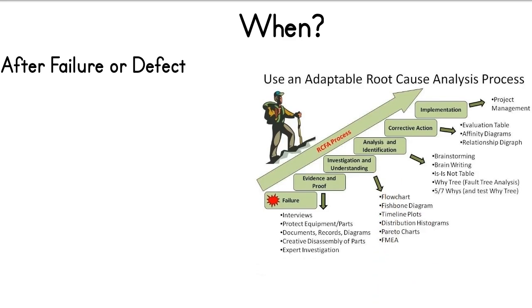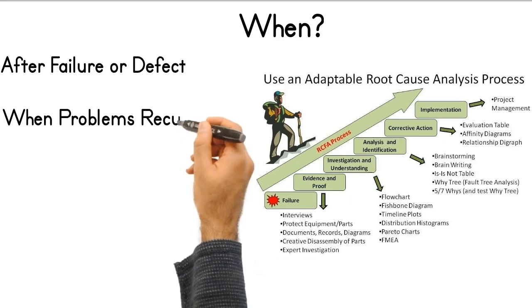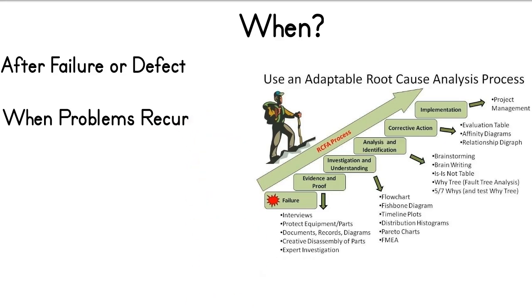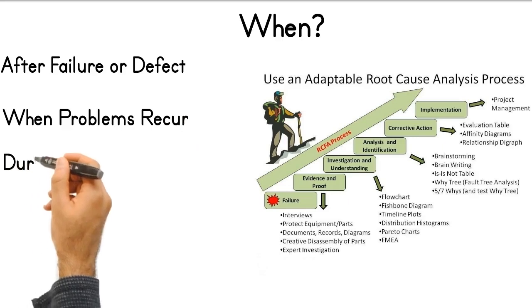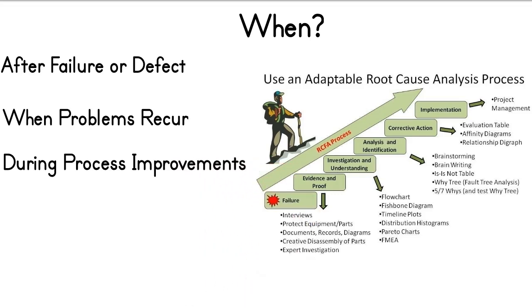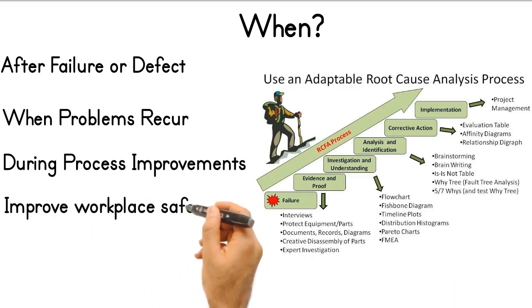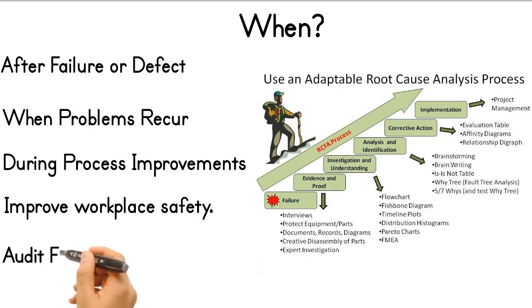RCA is often triggered after a failure in equipment, production, or a product defect that impacts quality, customer satisfaction, or operations. When problems recur. If issues keep happening despite previous corrective actions, RCA is applied to dig deeper into the root cause and prevent future occurrences. During process improvements, organizations may use RCA as part of ongoing continuous improvement efforts to identify inefficiencies or areas for enhancement. Future risks and improve workplace safety. In audit findings, if audits reveal recurring issues, RCA can be used to identify the underlying causes and improve processes.